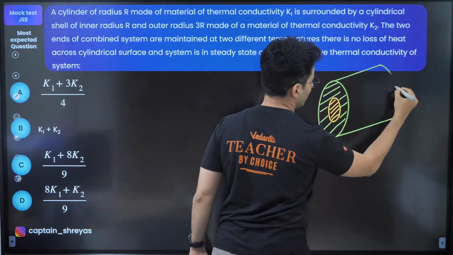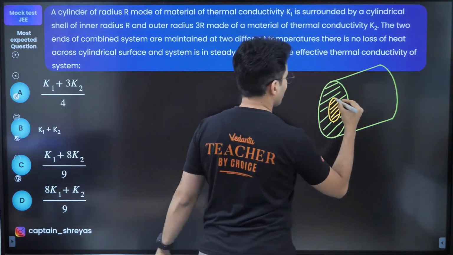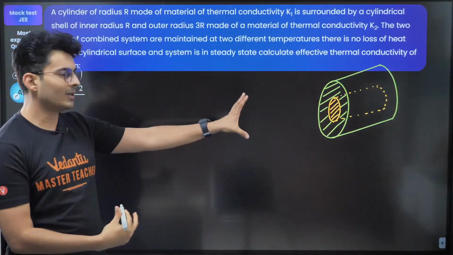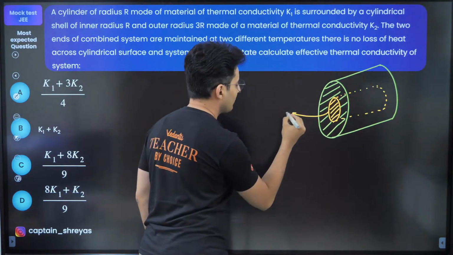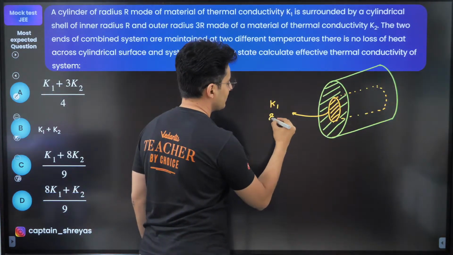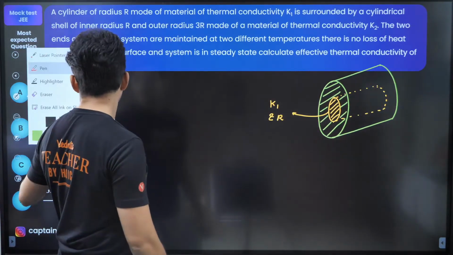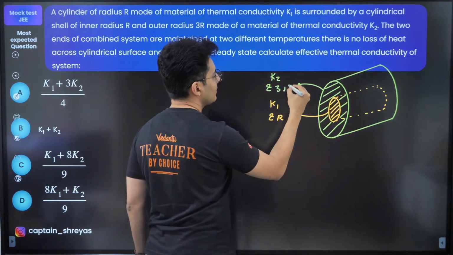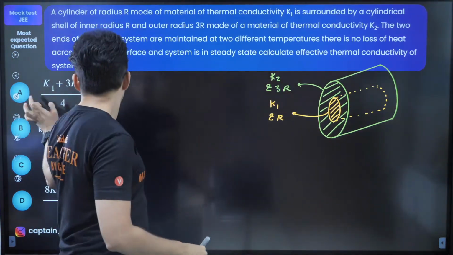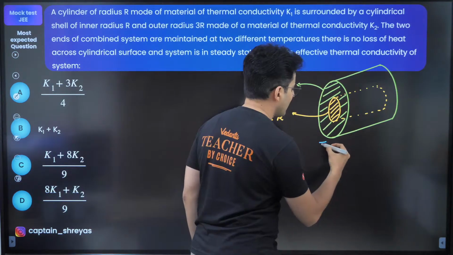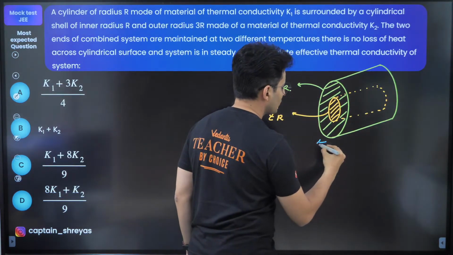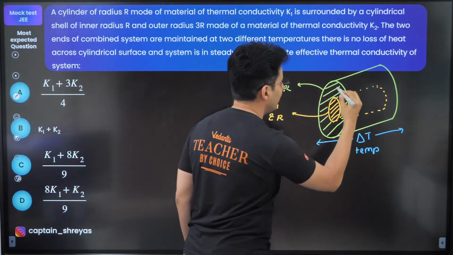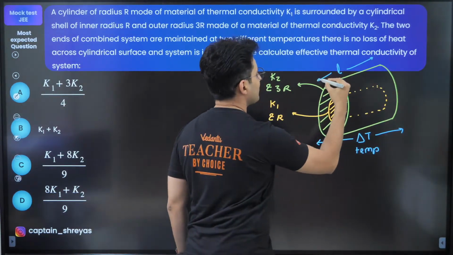I'm just going to show you so that you visualize. And inside of this, you have that inner cylinder. This is how it is. So this has a thermal conductivity K1 and radius R. The outer one has a thermal conductivity K2 and outer radius 3R. Now this left-hand side is maintained at a different temperature from this side. So basically there is a temperature difference of delta T, and let's say the length of this is L. This is the length of that rod.